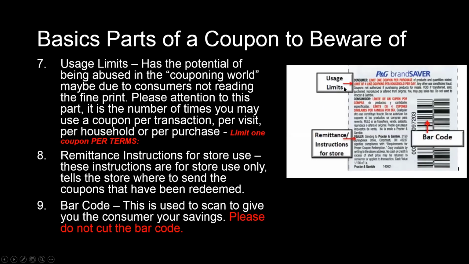Usage limits. This has the potential of being abused in the couponing world, and it may be due to the fact that most consumers are not reading the fine print. Please pay attention to this part. It is the number of times you may use a coupon per transaction, per visit, per household, or per purchase. So in red, I have limit 1 coupon per whatever those terms say. So in this particular P&G coupon, it says limit 1 coupon per purchase.